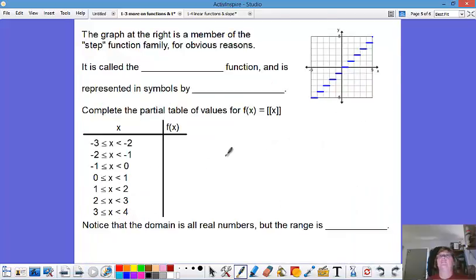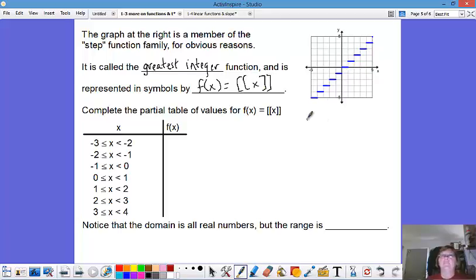The last thing that we're going to talk about today is another piecewise function. You can see that this function I've graphed is all split up in many pieces. In fact, this is a member of the step function family, it's called, because it looks like a set of staircase steps. This is actually called the greatest integer function. Greatest integer. And it's represented in symbols this way. F of x equals, and it's 2 brackets, x in the middle.